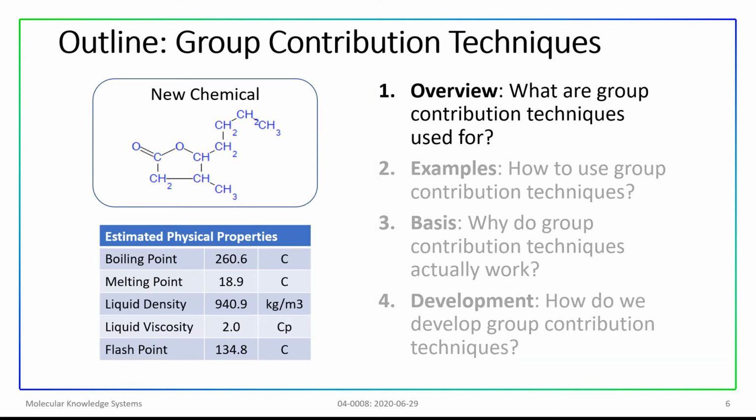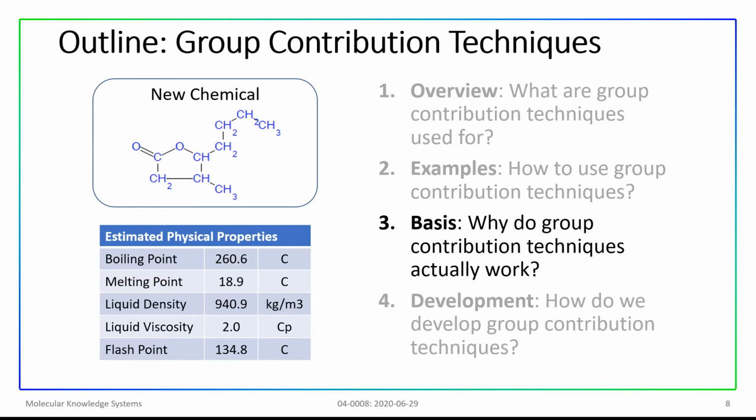First, I'll give a brief overview of why knowing about group contribution techniques is very important, and talk about the physical properties whose values can be estimated by group contribution techniques. Then, I will show a few examples of how accurate these techniques are, and show an example of using a group contribution technique to estimate a chemical's boiling point.